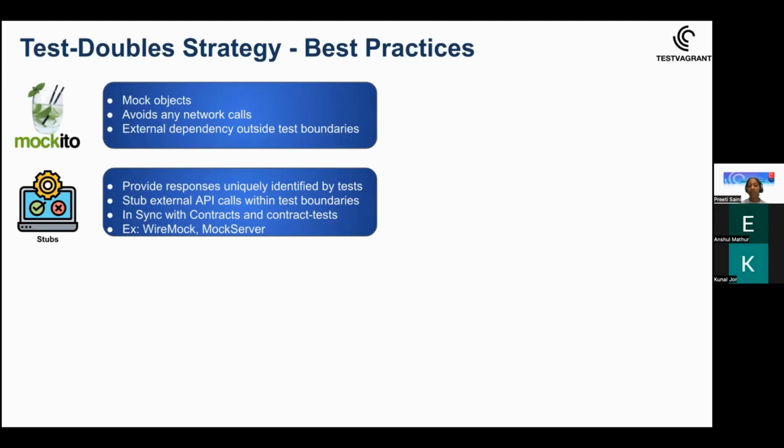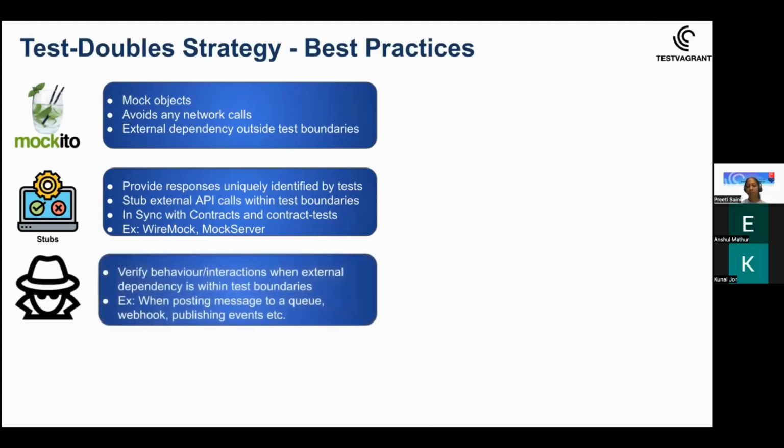So this is where you use your stubs to mock external dependencies, where these external API calls or external clients lie within your test boundaries, right? Moving on to the next test double, which is our spy.